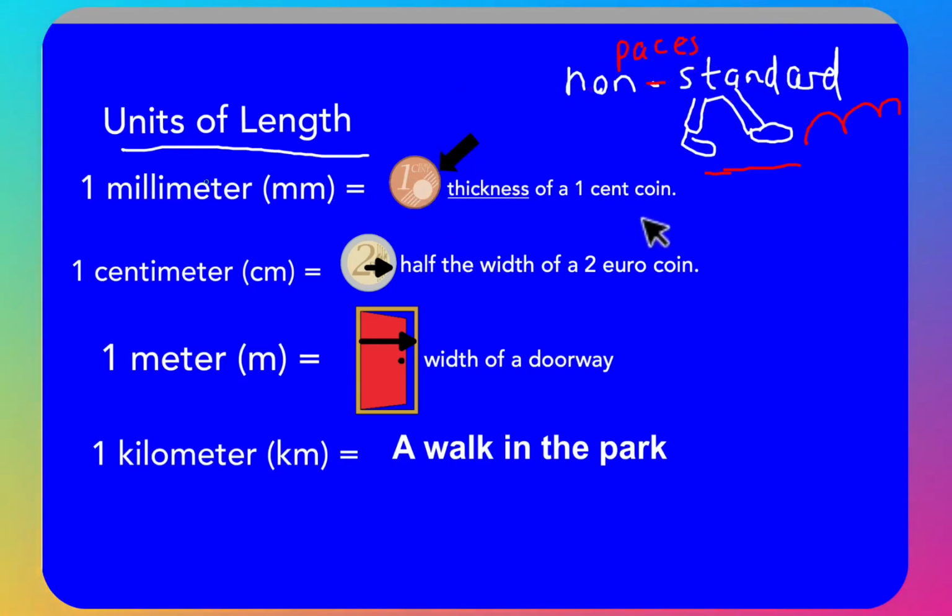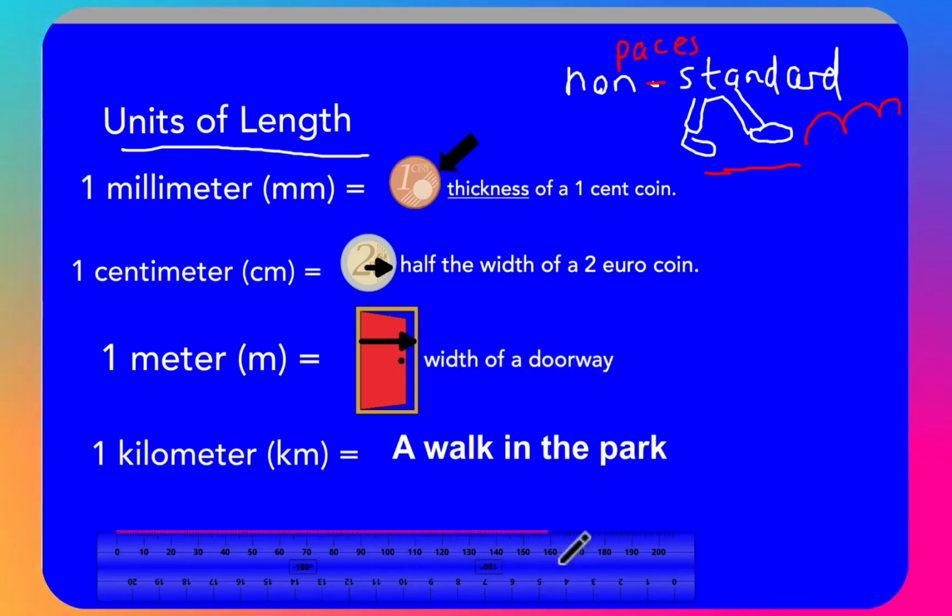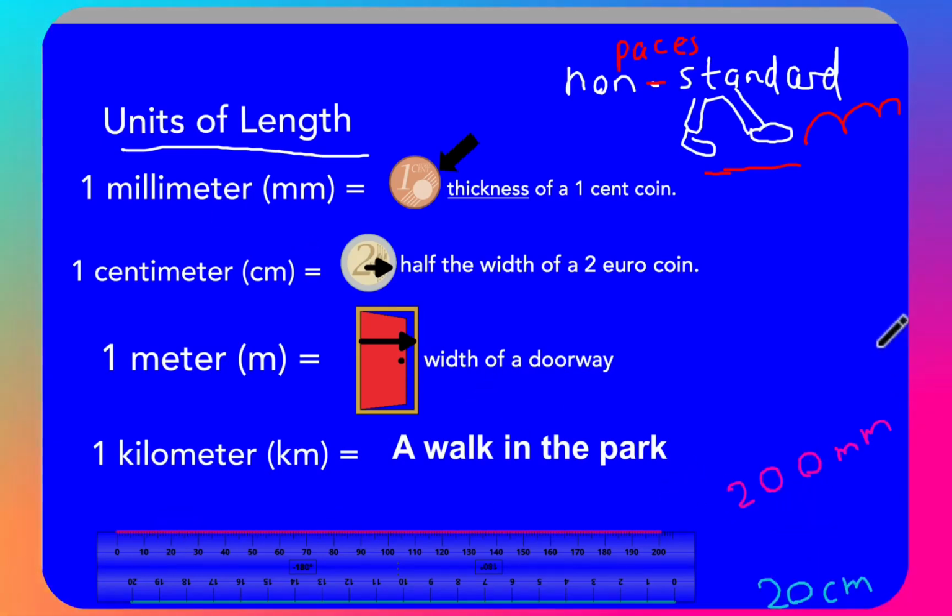Now, looking at our standard units, we have our millimeter, which we covered before, and our millimeter is a smaller measurement than 1 centimeter. Below this, we have our centimeters. So as you can see, 20 centimeters is the equivalent of 200 millimeters. Okay, now let's have a look at two new units of length.